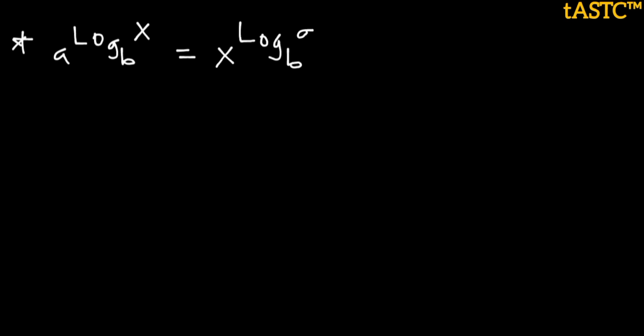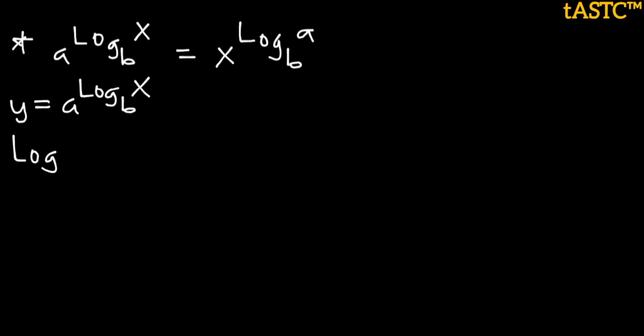Now here is the last one. If you have a to the log to the base b of x, that is going to be equal to x to the log to the base b of a. Now how can we prove this law? So this is how we're going to do it. First, I'm going to say that let y be equal to a to the log to the base b of x. Then I'm going to take a logarithm to the base b of both sides.